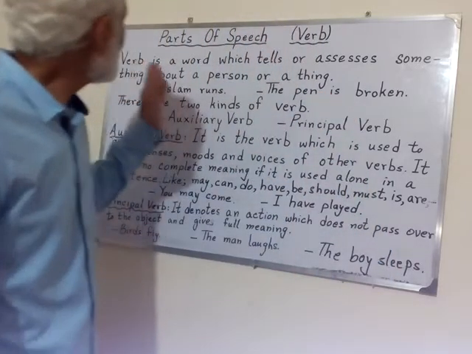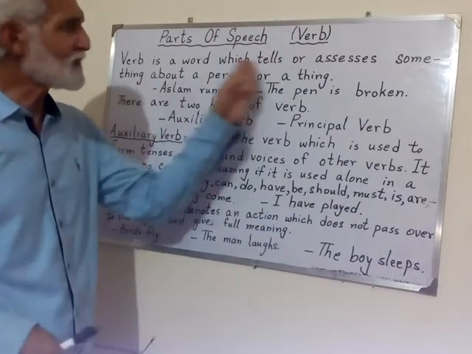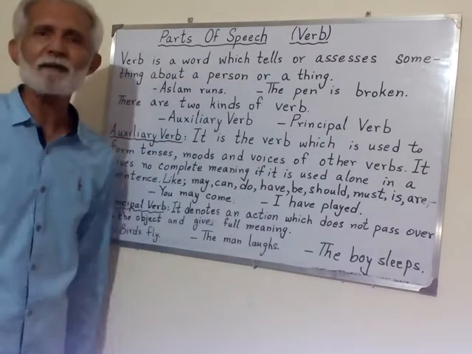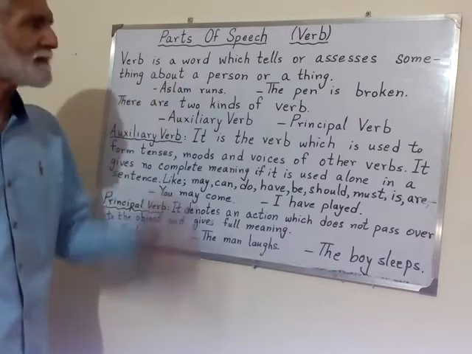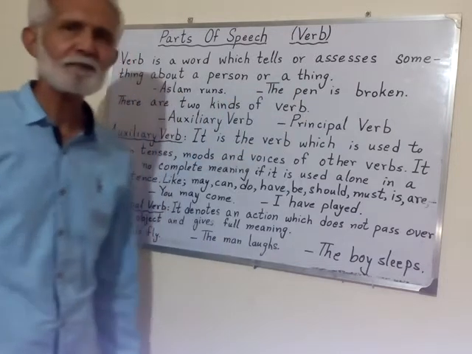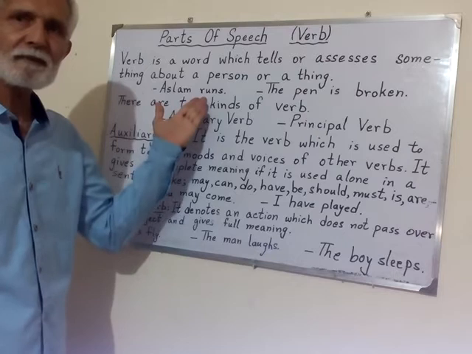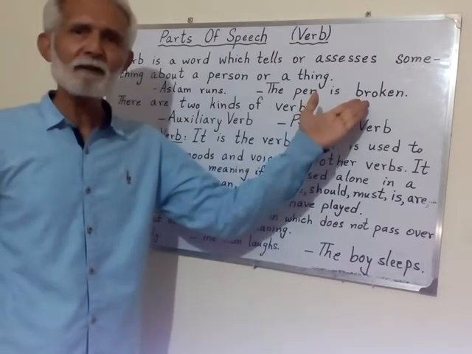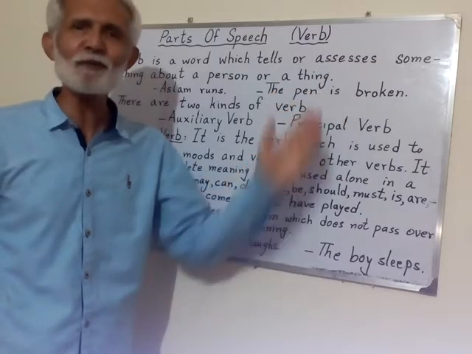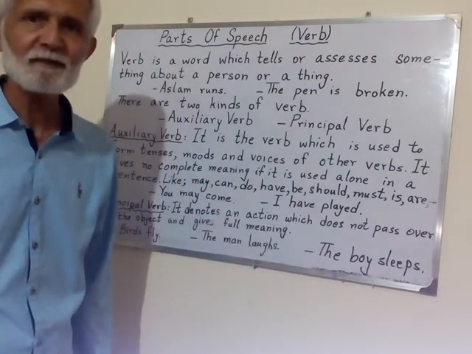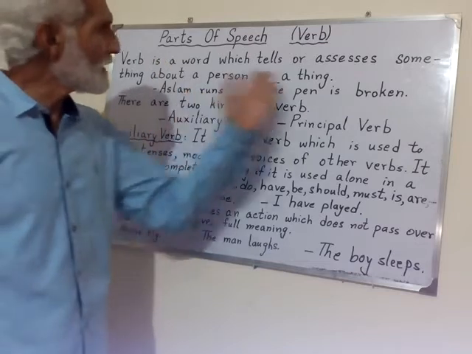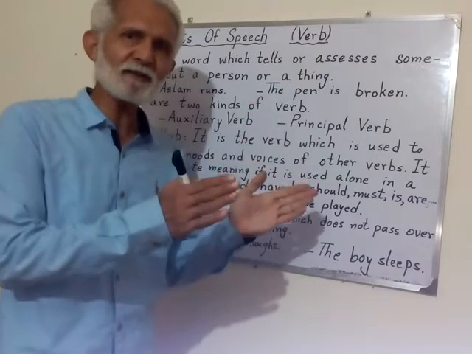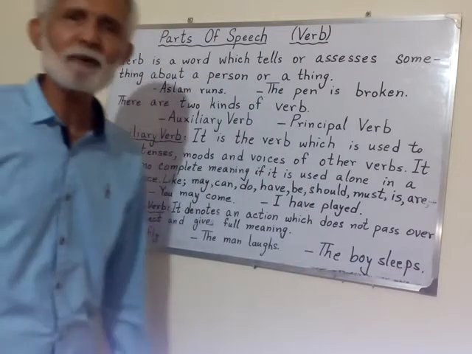Now look, it says verb is a word which tells or assesses something about a person or a thing. Now look, Aslam runs, the pen is broken. Here this verb is telling us about Aslam, and this verb broken is telling us about the condition of the pen. Assessment is there. So when a word assesses or tells something about a person or a thing, we say it is a verb.